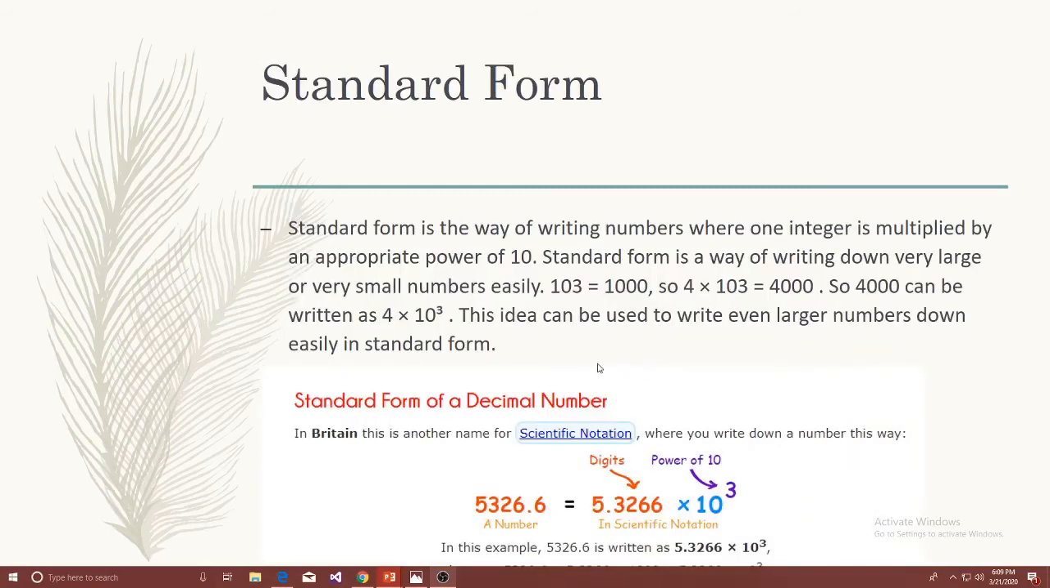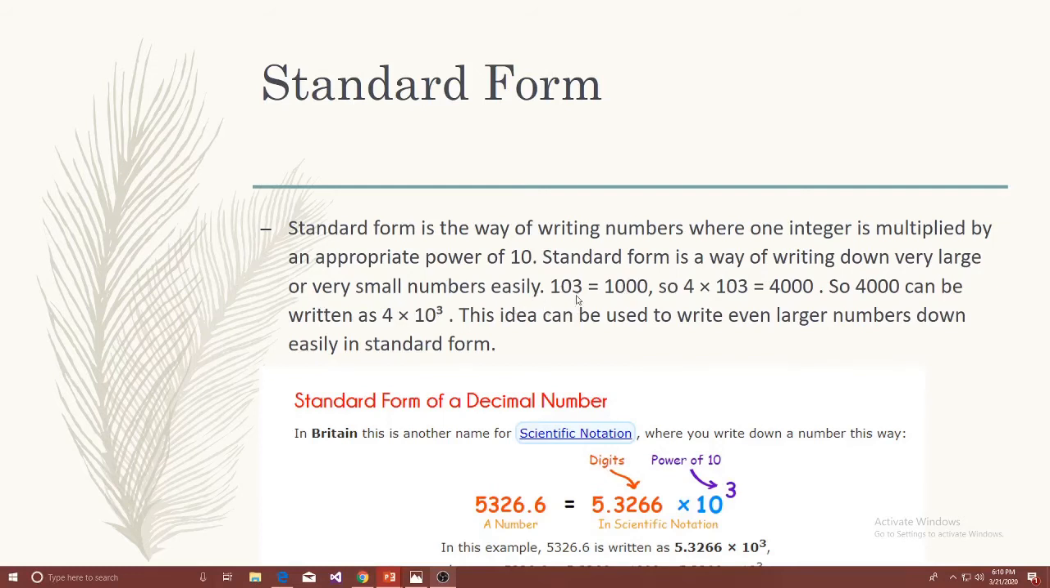Now this we have heard a lot. What is standard form? Standard form seems very intimidating towards people, but it is not intimidating. It's actually very easy. Standard form is the way of writing numbers where one integer is multiplied by an appropriate power of 10. What does that mean? That one number is multiplied by an appropriate power of 10, which when it is solved, it gives the same value. The standard form is a way of writing down very large numbers or very small numbers easily.